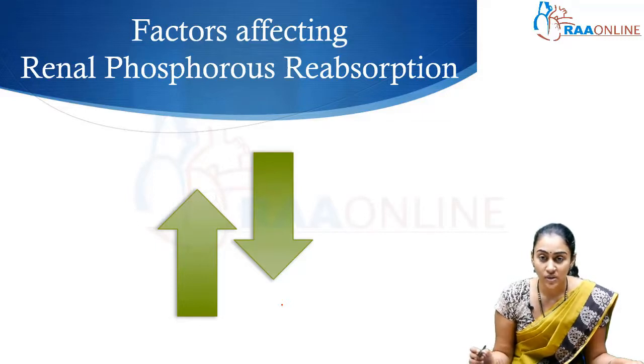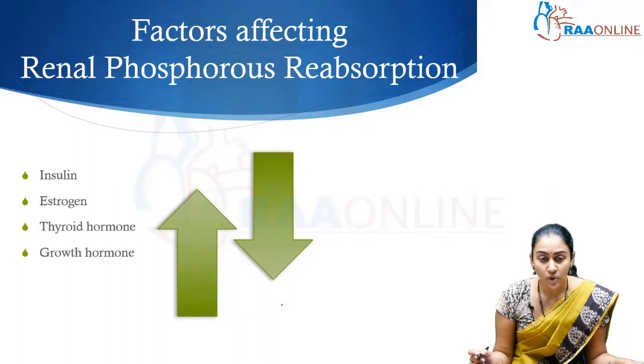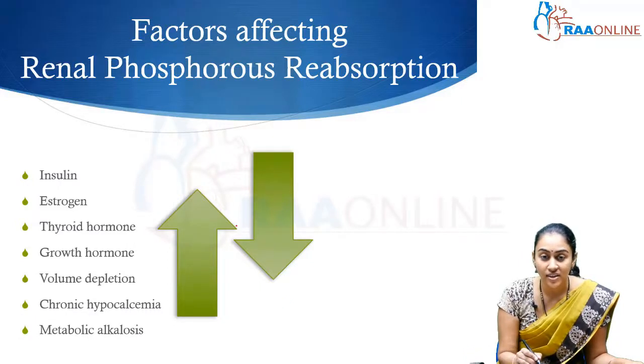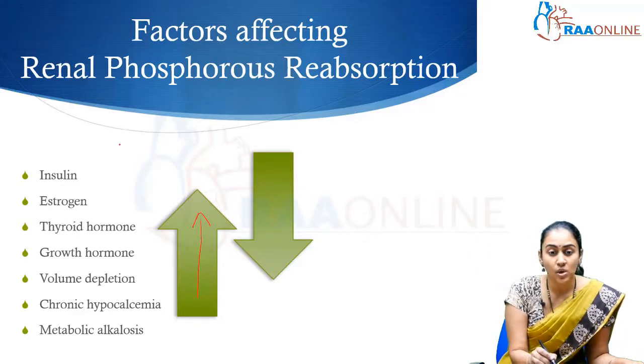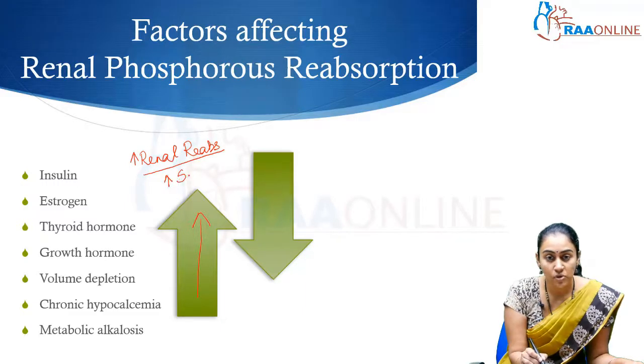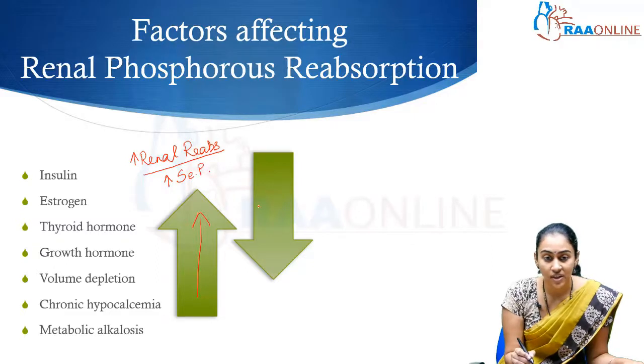Now, having understood that, let us look at the factors which affect the renal phosphorus reabsorption. Now, insulin, estrogen, thyroid hormone, growth hormone, volume depletion, chronic hypocalcemia, metabolic alkalosis, all of these factors increase the renal phosphorus reabsorption. That means all these factors, by increasing renal phosphorus reabsorption, what happens to the serum phosphorus level? Because renal reabsorption is increased, serum phosphorus level is increased.